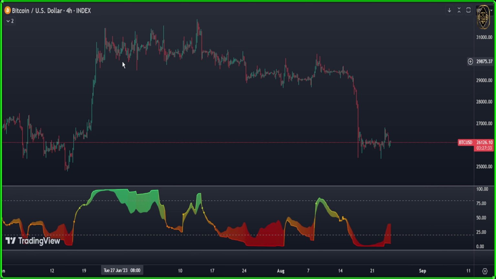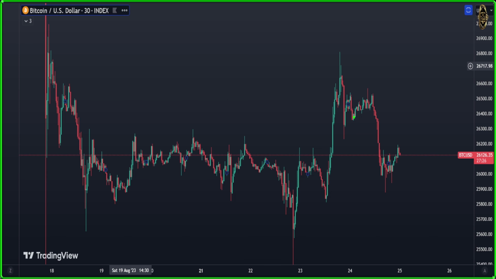Now let's go and see the 30 minutes for scalping and day trading. So let's go in there. Here we are in the 30 minutes. This one is only for scalping and day trading.